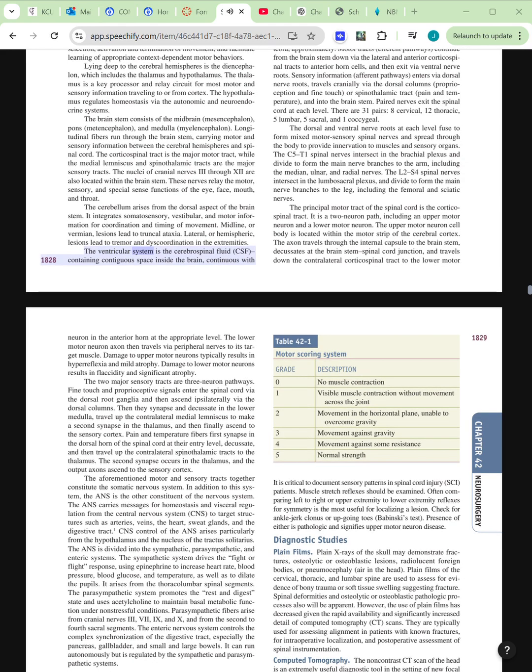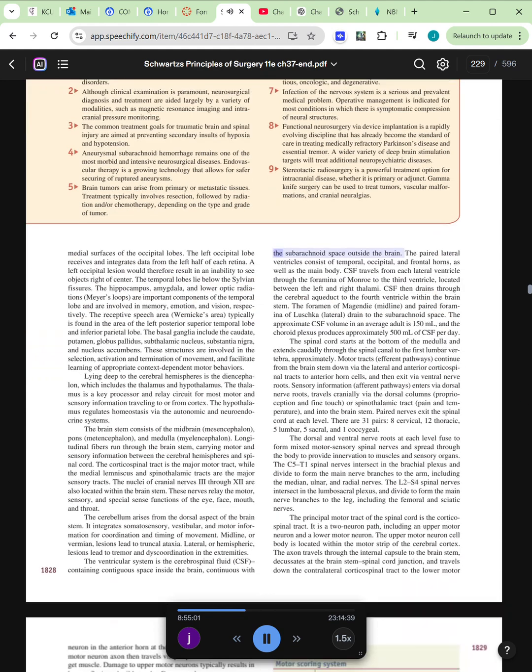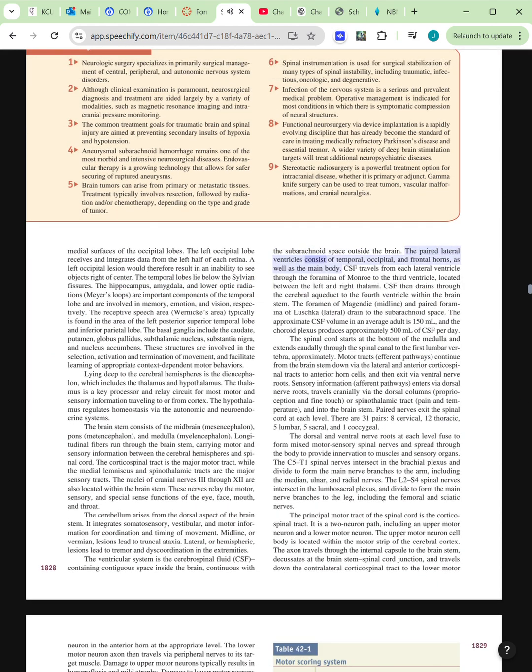The ventricular system is the cerebrospinal fluid-containing contiguous space inside the brain, continuous with the subarachnoid space outside the brain. The paired lateral ventricles consist of temporal, occipital, and frontal horns, as well as the main body.